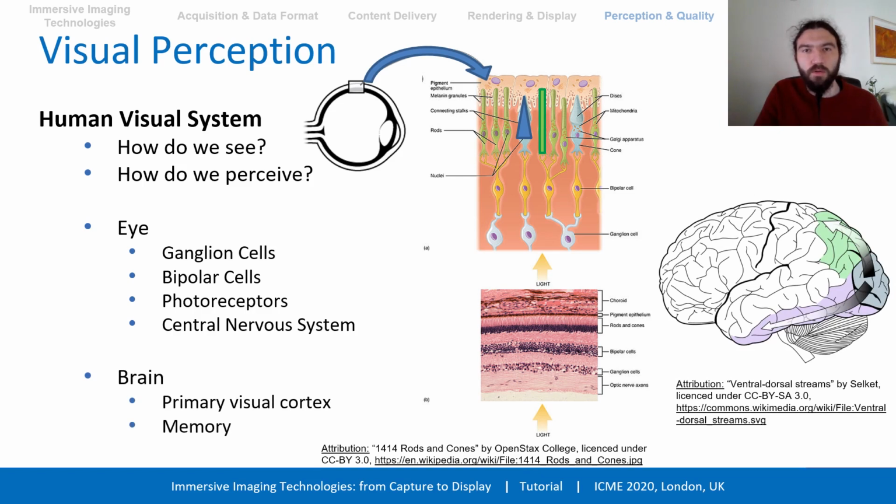Another very important organ for the visual system is the brain, where perception happens in the primary visual cortex with the help of other brain functions, such as memory.